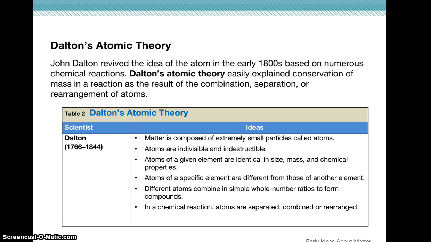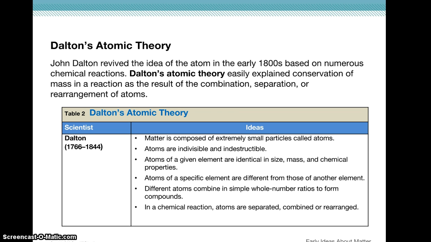which says that first, matter is composed of extremely small particles called atoms, just like Democritus. He also said that atoms are indivisible and indestructible, so again, he thought atoms were the smallest things. He said that atoms of a given element are identical in size, mass, and chemical properties. So if you have carbon atoms, every single carbon atom is exactly the same. Atoms of a specific element are different from those of another element.